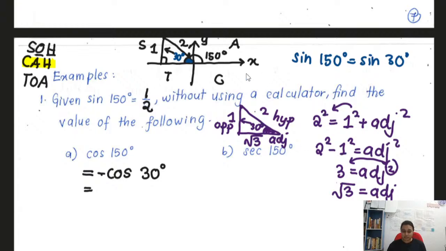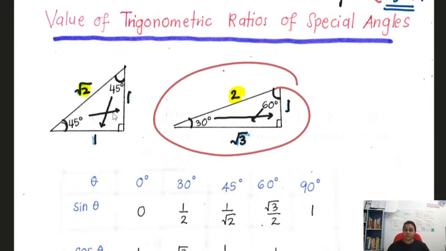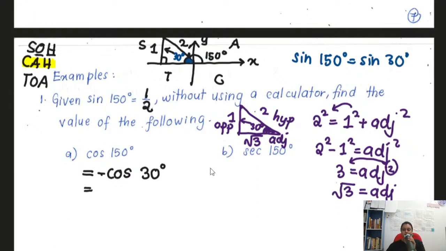Actually, this, what is that? The triangle is actually this triangle, the triangle here, if you all realize. Okay, the triangle with the 30 and 60 just now.